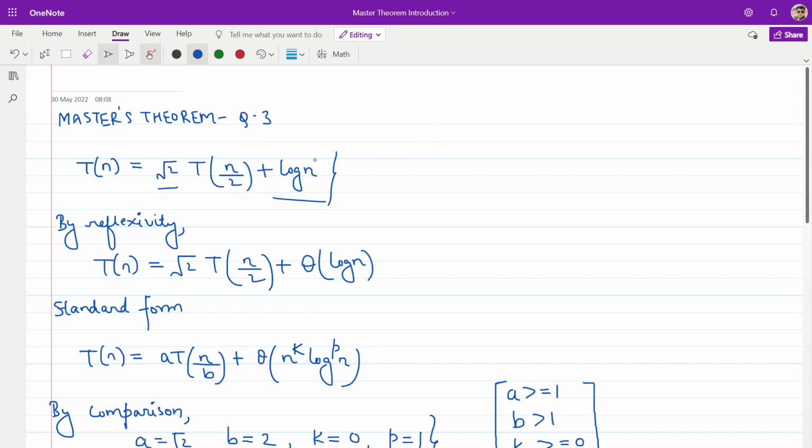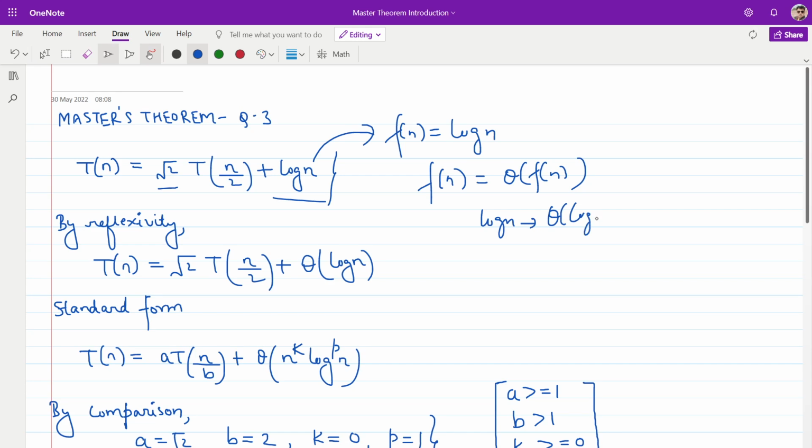So in order to introduce theta notation, I call this function log n to be equal to f(n), and then by using the reflexive property, I can write f(n) to be equal to theta of f(n). That means I can replace log n with theta of log n. So this log n which is there in the recurrence equation, I will replace it with theta of log n in an attempt to convert this recurrence equation into the standard form. Now this step 1 is complete.